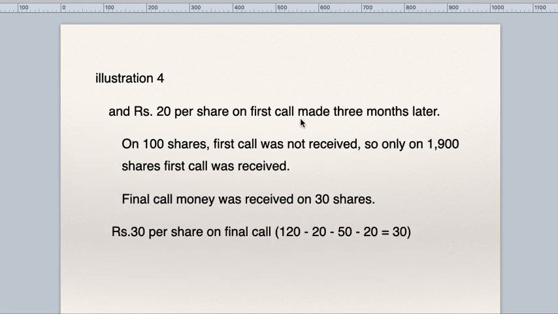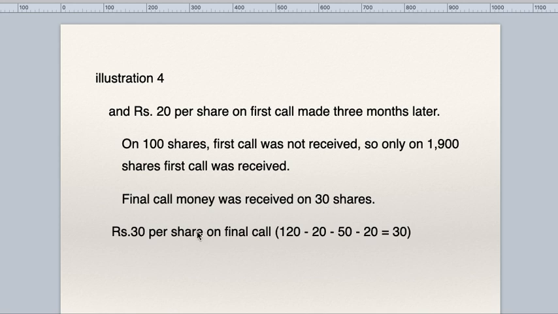20 per share on first call, which is made 3 months later. So 20 rupees on first call. On 100 shares, the first call was not received. So there is default on 100 shares. One shareholder holding 100 shares did not pay the first call money. So that means they have received the first call money on 1,900 shares only. Final call was received on 30 shares. That means one shareholder who was having 30 shares has paid the entire amount along with the first call. So he has paid the final call with the first call. So on 30 shares there are calls in advance.